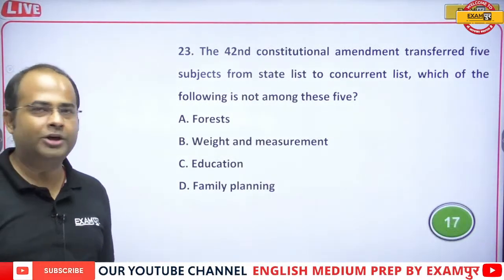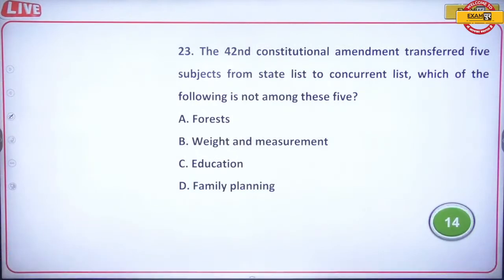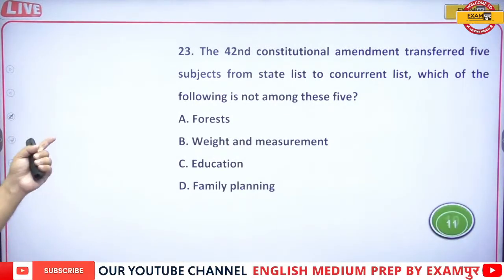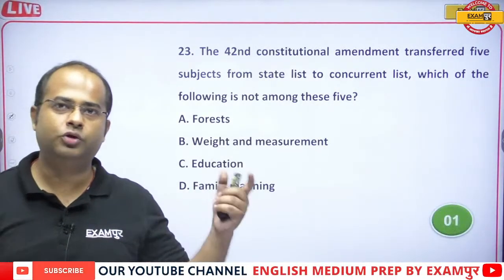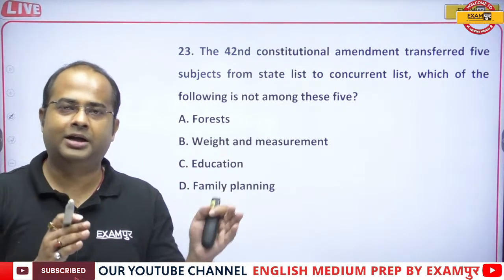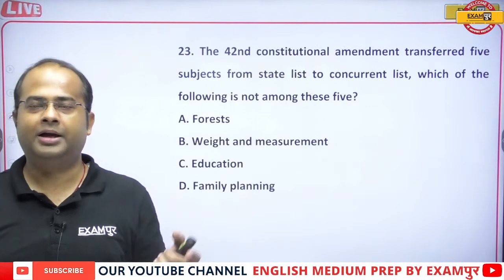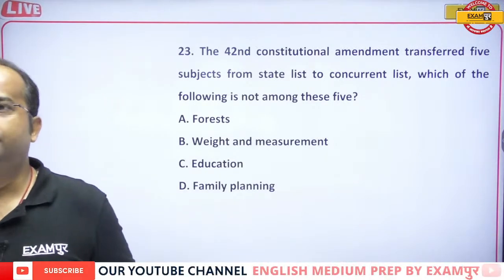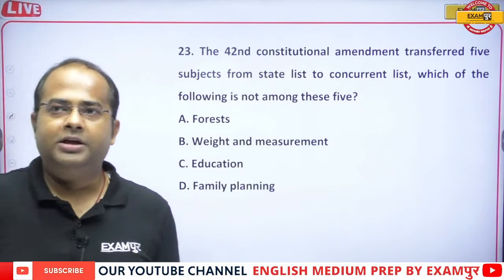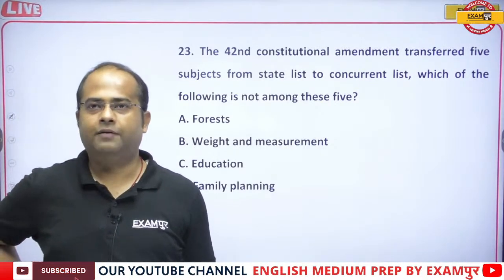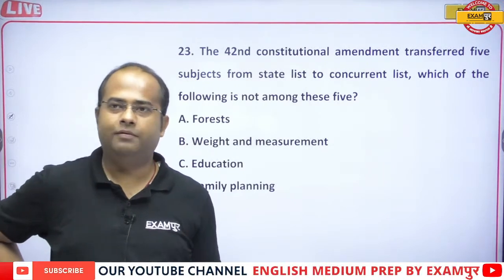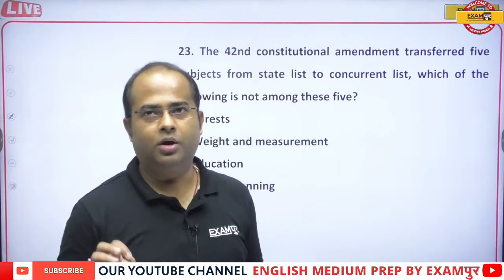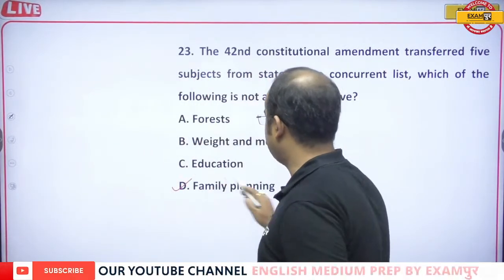Now, it's a very good question, guys. Let's see how many of you can remember the fact that the 42nd Amendment Act transferred 5 subjects from state list to concurrent list. Which of the following was not among these 5? Therefore, in state list the number became 61, and in concurrent list the number became 52. Okay, let's see the correct answer. Shravani is first to answer, she is saying option D, family planning. Vijay is also giving the same answer. So the correct answer will be, guys, option D.